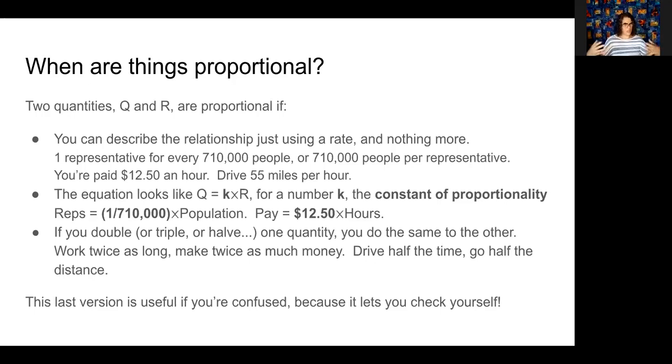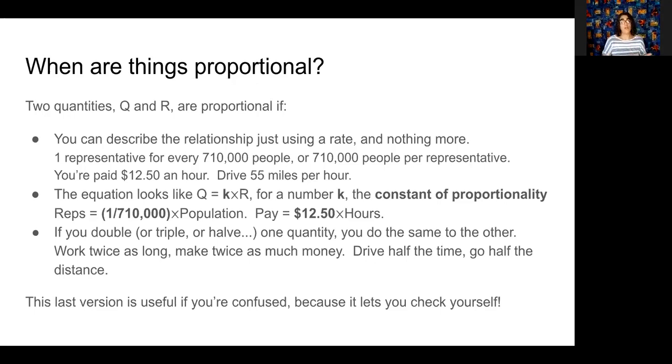These first two ways of telling whether things are proportional can feel a little bit abstract, and sometimes you might get a little bit confused and you're not sure. So it's helpful to have a very concrete way to check. And we can use what we looked at when we were talking about Tennessee and Illinois and Florida. That is, if you double or triple or halve one quantity, you need to do the same to the other one for the two things to be proportional. If you multiply Q by a number, you need to multiply R by exactly the same number.